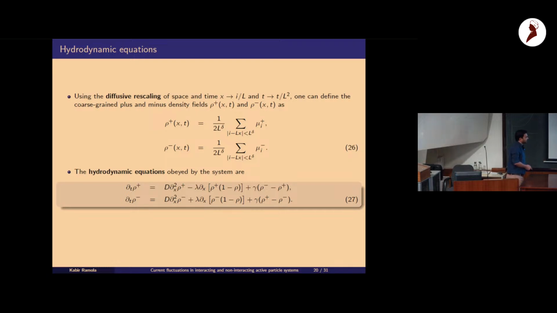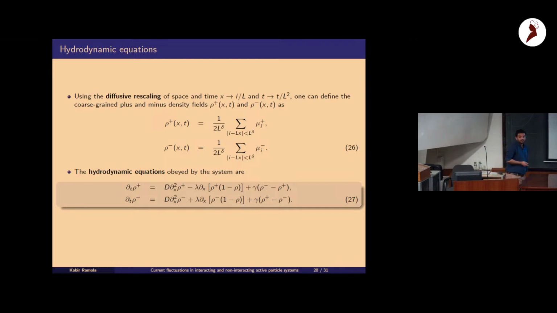Similarly, you can write down the equations for rho minus in the exact same way, where now this sign is flipped because now this is biased towards the left. But this exclusion term is 1 minus rho because either the plus or the minus can lead to exclusion. And so these are the coupled hydrodynamic equations for this lattice model that I was talking about.